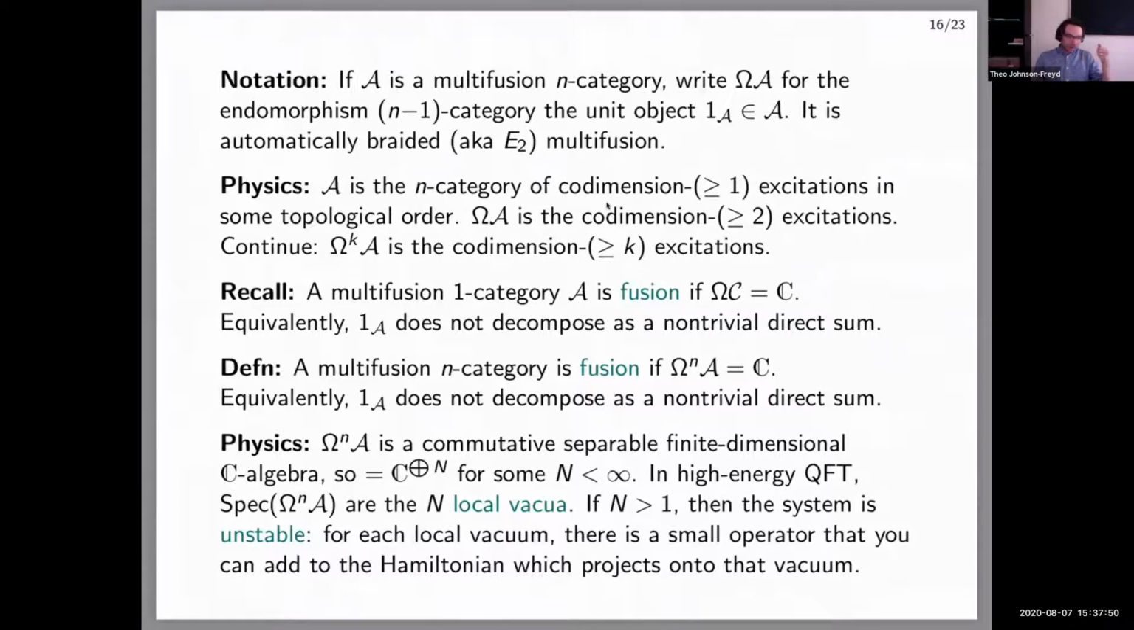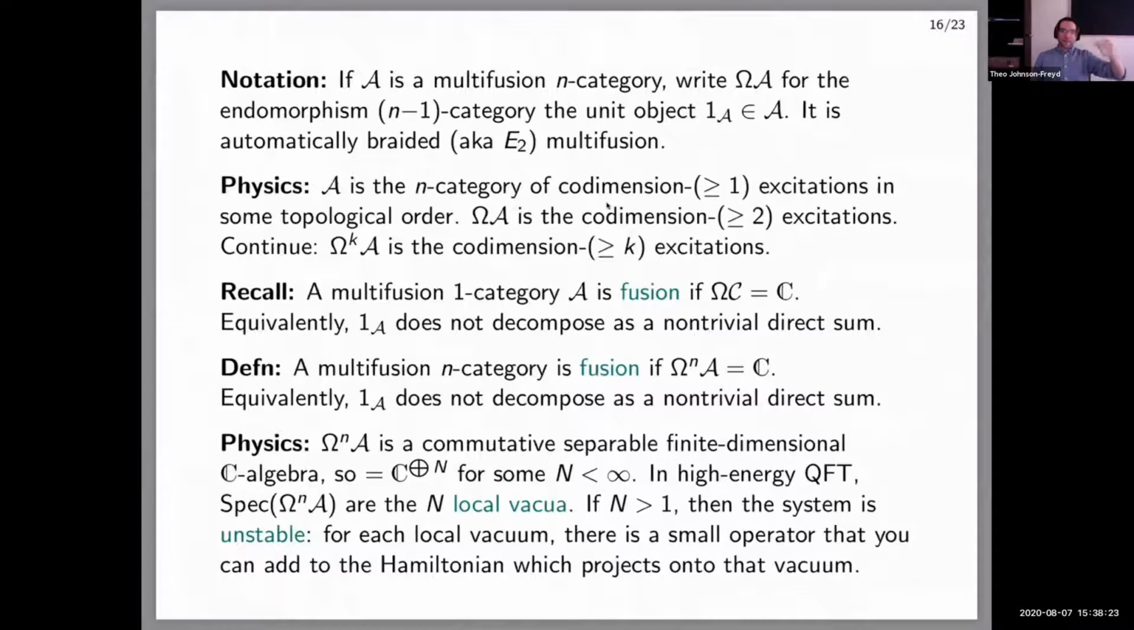But as soon as you have multiple local vacua, which is what a high energy theorist would call a local vacuum, what Anton in the beginning of the week would call the space of ground states in infinite volume R^n, then your theory is unstable against deformations. You can modify your Hamiltonian by a small operator to condense your theory onto any individual local vacuum that you wanted to. So the mathematics here is the following.